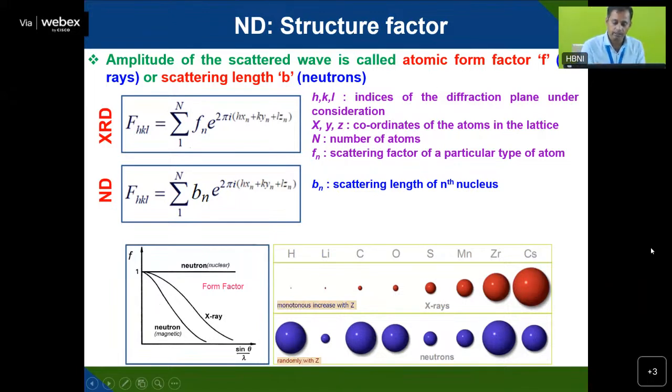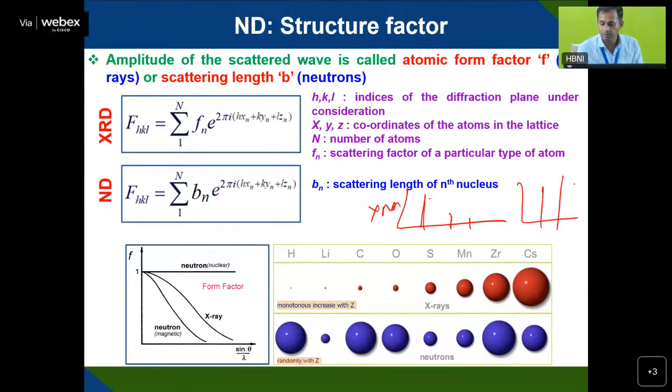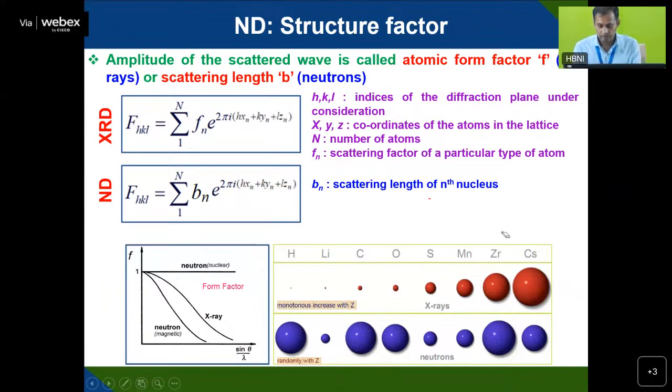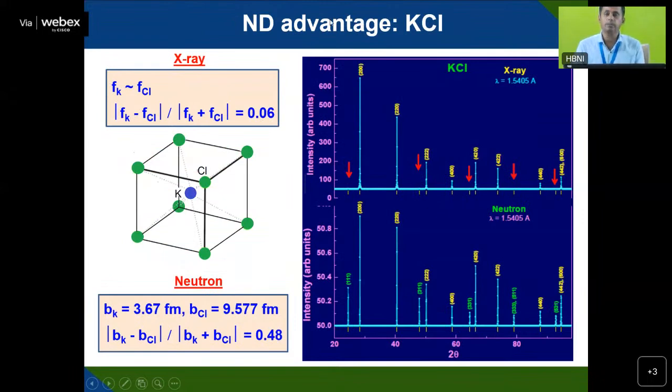That's why in the X-ray diffraction, in the case of XRD, the higher angle peaks are less intense. But in neutron, you will see randomly intense peaks, since there is no angular dependence of the scattering factor. So that's why the higher angle peaks are also large. So there are many advantages of neutron diffraction.